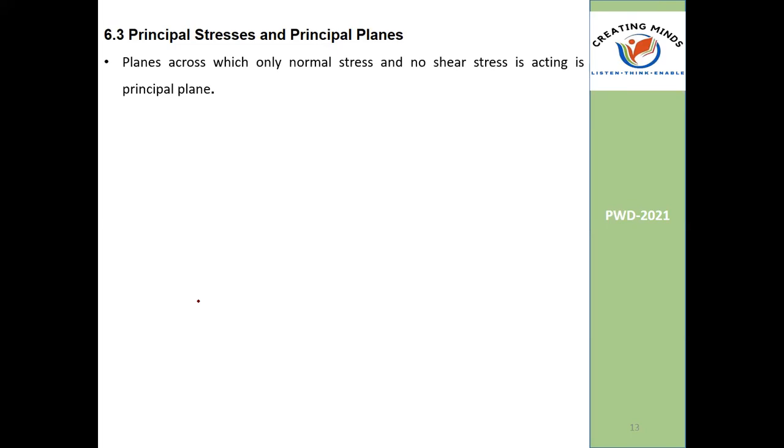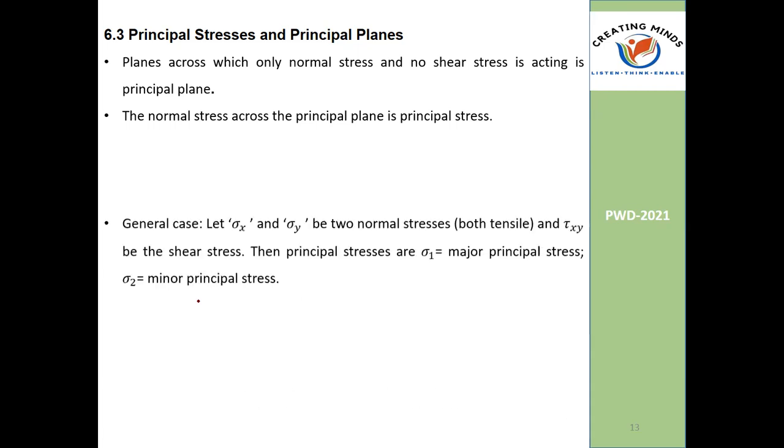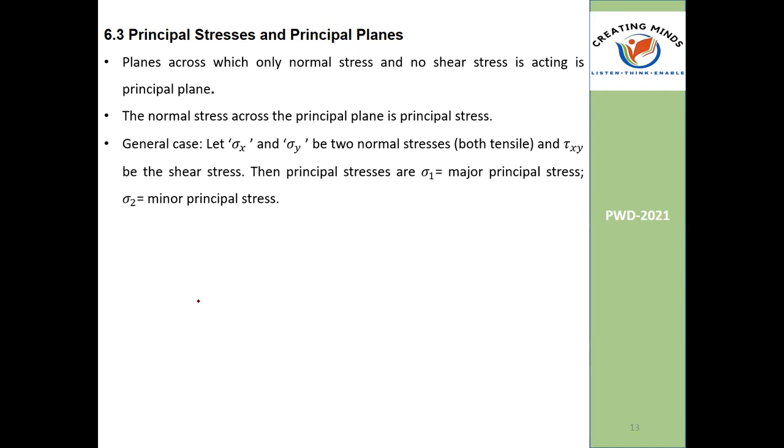Also, principal stresses and principal plane. What is meant by principal planes and principal stresses? Planes across which only normal stresses are there, with no shear stresses, are called principal planes. The normal stresses across the principal planes are called principal stresses. See here, there are sigma x, sigma y. In the previous case I gave, both are tensile in nature. It is not mandatory to be tensile. It may be compressive. Okay. If it is compressive, you have to take the negative sign convention. If it is tensile, you have to take the positive sign convention.